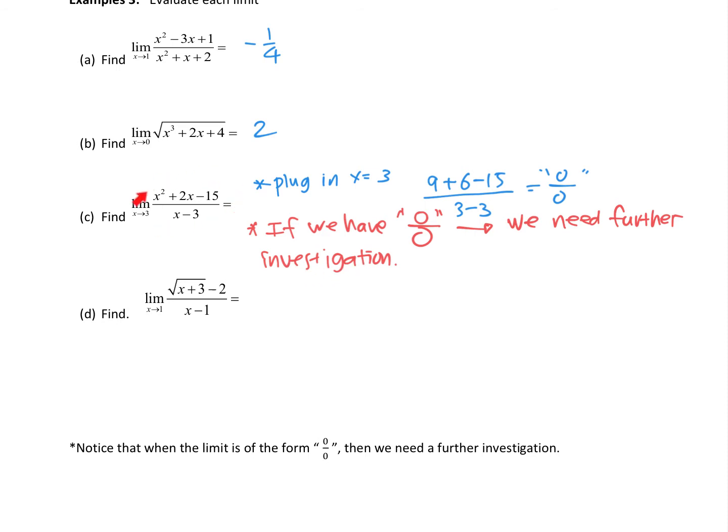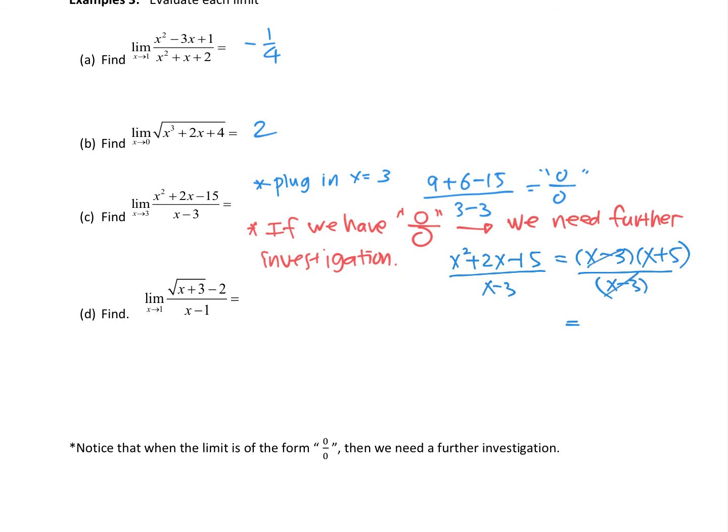So this is a typical case where I have polynomial over polynomial. Maybe I can factor and simplify a little bit. Once I found out that this is a 0 over 0 case, what I'll do is factor. So here, x squared plus 2x minus 15, I can factor as x minus 3 times x plus 5. So I can rewrite this over x minus 3. And as you can notice, on the top is x minus 3 times x plus 5, and on the bottom is x minus 3.